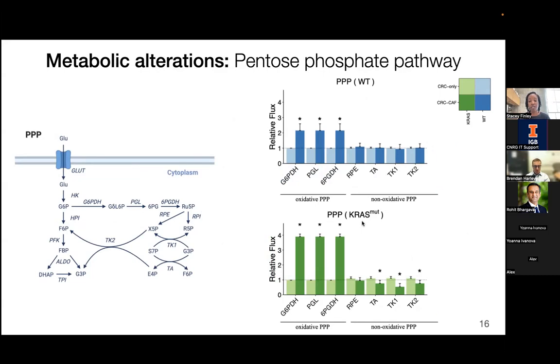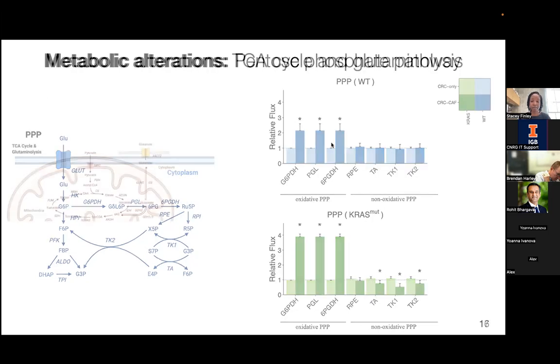So this helps us to understand. We know that the pentose phosphate pathway is important for producing reducing equivalents that are needed for producing other cellular resources for proliferation or biomass maintenance. And so it helps us to understand how these metabolites and nutrients are being used, particularly when the cells are switched to CAF conditioned media.